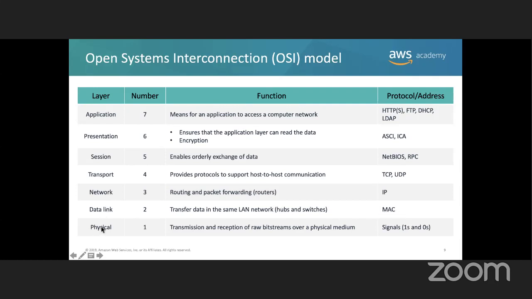And then you have the physical layer, number 1, for transmission and reception of raw bit streams over a physical medium: signals, 1s and 0s, binary. So this is just a taste of networking. You don't have to become an expert in the OSI model, but it's good to know this if you're furthering your education. And then the network component is going to be a little more difficult and in depth.